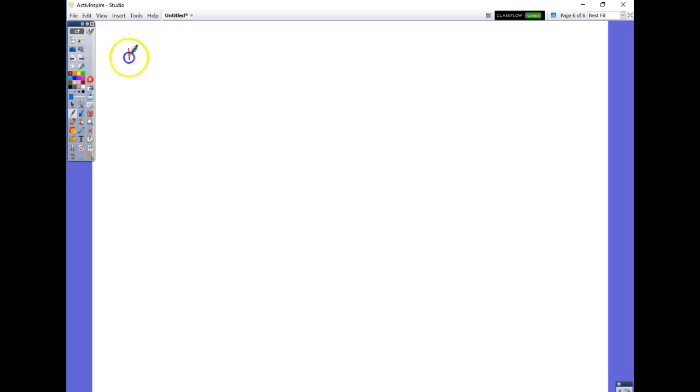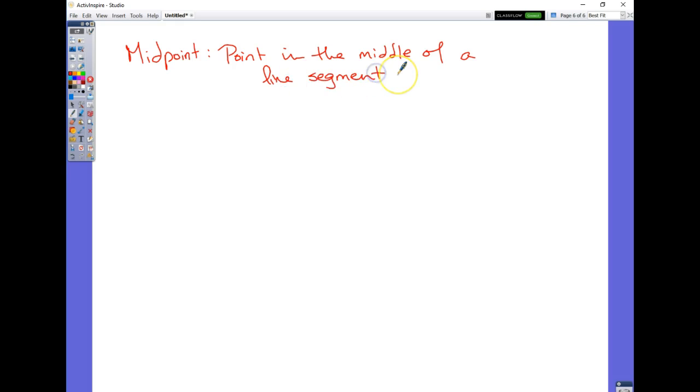Let's begin with midpoint. What is a midpoint? You ready for this? It's the point in the middle of a line segment. It is the location of the point in the middle of a line segment.